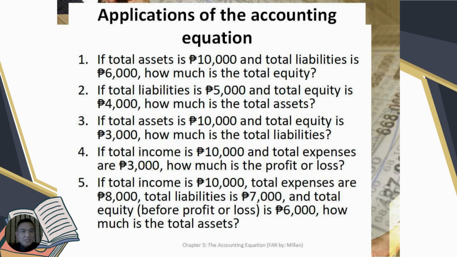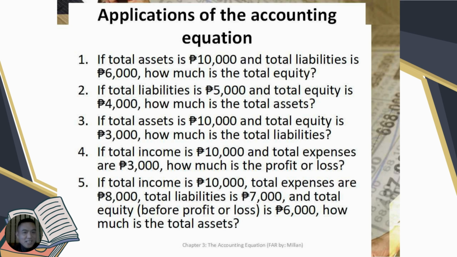Applications of the accounting equation. If total assets is 10,000 and total liabilities is 6,000, how much is the total equity? So what is your answer for this question? Can you comment down your answer below for number one? Then for number two, if total liabilities is 5,000 and total equity is 4,000, how much is the total assets? Can you comment down also your answer for number two?